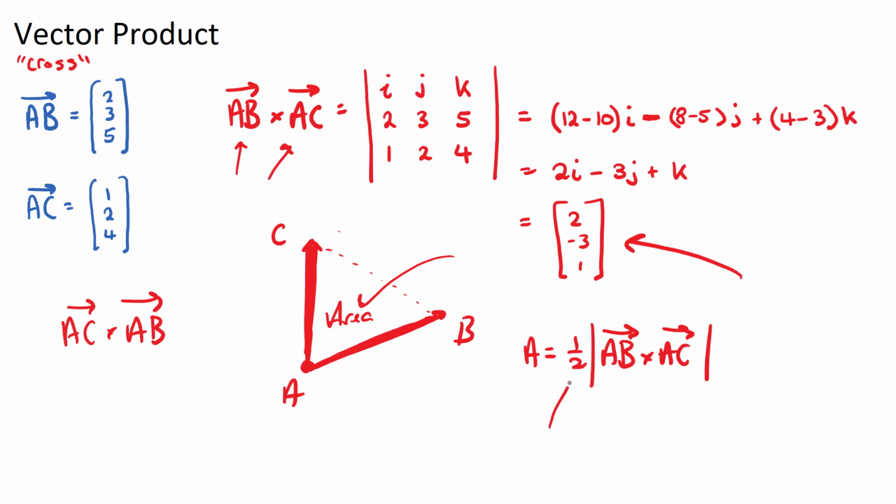And if you ignored the half, you would actually be finding the area of this parallelogram here. So if the question does ask you to find the area of the parallelogram, we don't need the half. If it asks you just to find the area of the triangle, you would put the half out the front. Okay, I encourage you to practice some of these questions, so good luck.